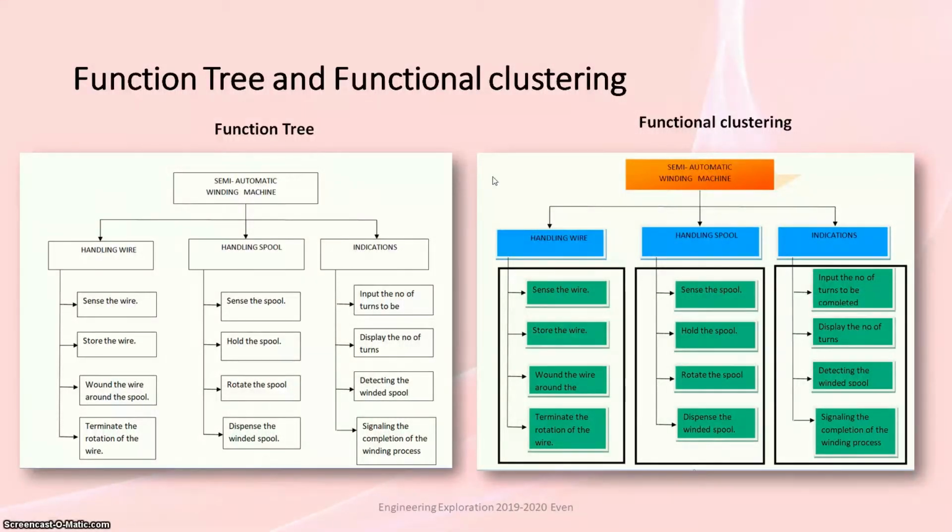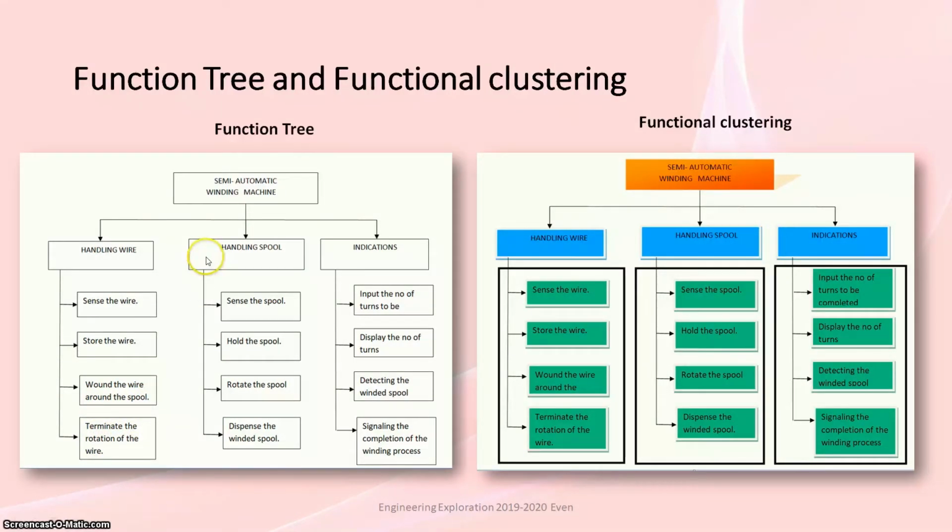As you can see in the image, we have divided our need statement into 3 main subsystems and they are handling the wire, handling the spool and indications. The functions under handling the wire are to sense the wire, to store the wire, to wound the wire around the spool and to terminate the rotation of the wire.